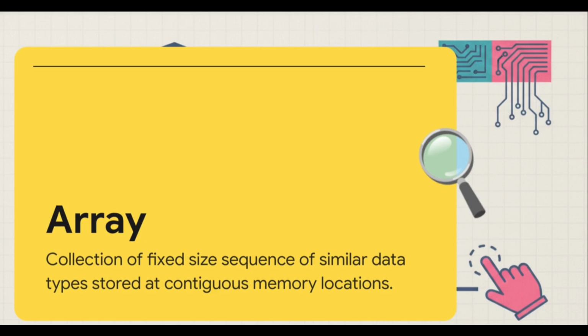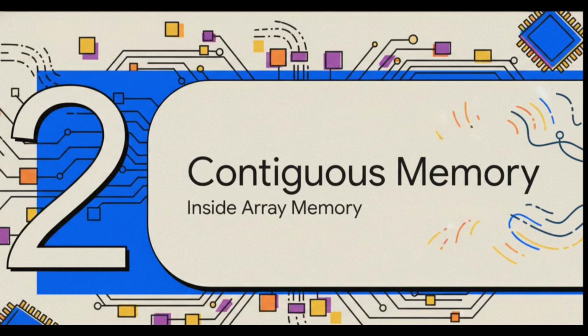Now that word contiguous, all that means is your data is packed tightly side by side, absolutely no gaps. And this matters immensely, because arranging data sequentially like this is the secret sauce that guarantees incredibly fast access speeds when your program actually runs. Section 2. Inside contiguous memory.